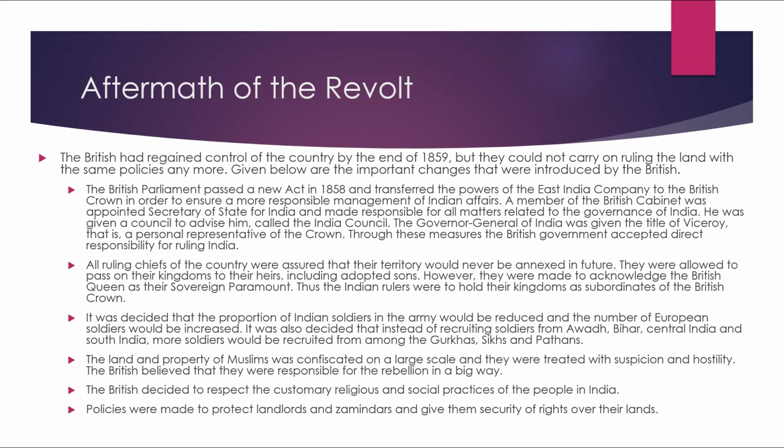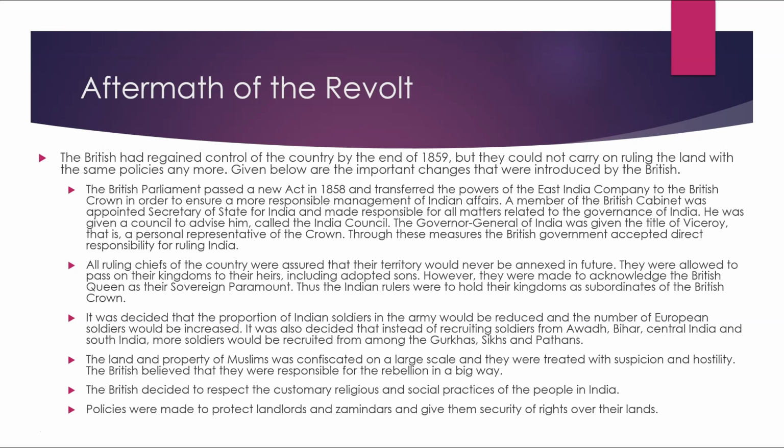A member of the British Cabinet was appointed Secretary of State for India and made responsible for all matters related to the governance of India. He was given a council to advise him called the Indian Council. The Governor General of India was given the title of Viceroy, that is, a personal representative of the Crown. Through these measures, the British government accepted direct responsibility for ruling India.